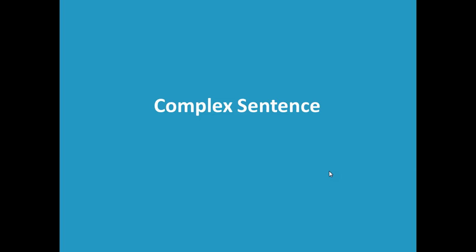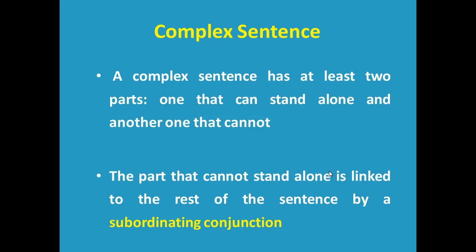Alright, complex sentences. A complex sentence has at least 2 parts: one that can stand alone, and another that cannot. So now we're going to go into an independent clause combined with a dependent clause. The part that cannot stand alone is linked to the rest of the sentence by a subordinating conjunction.